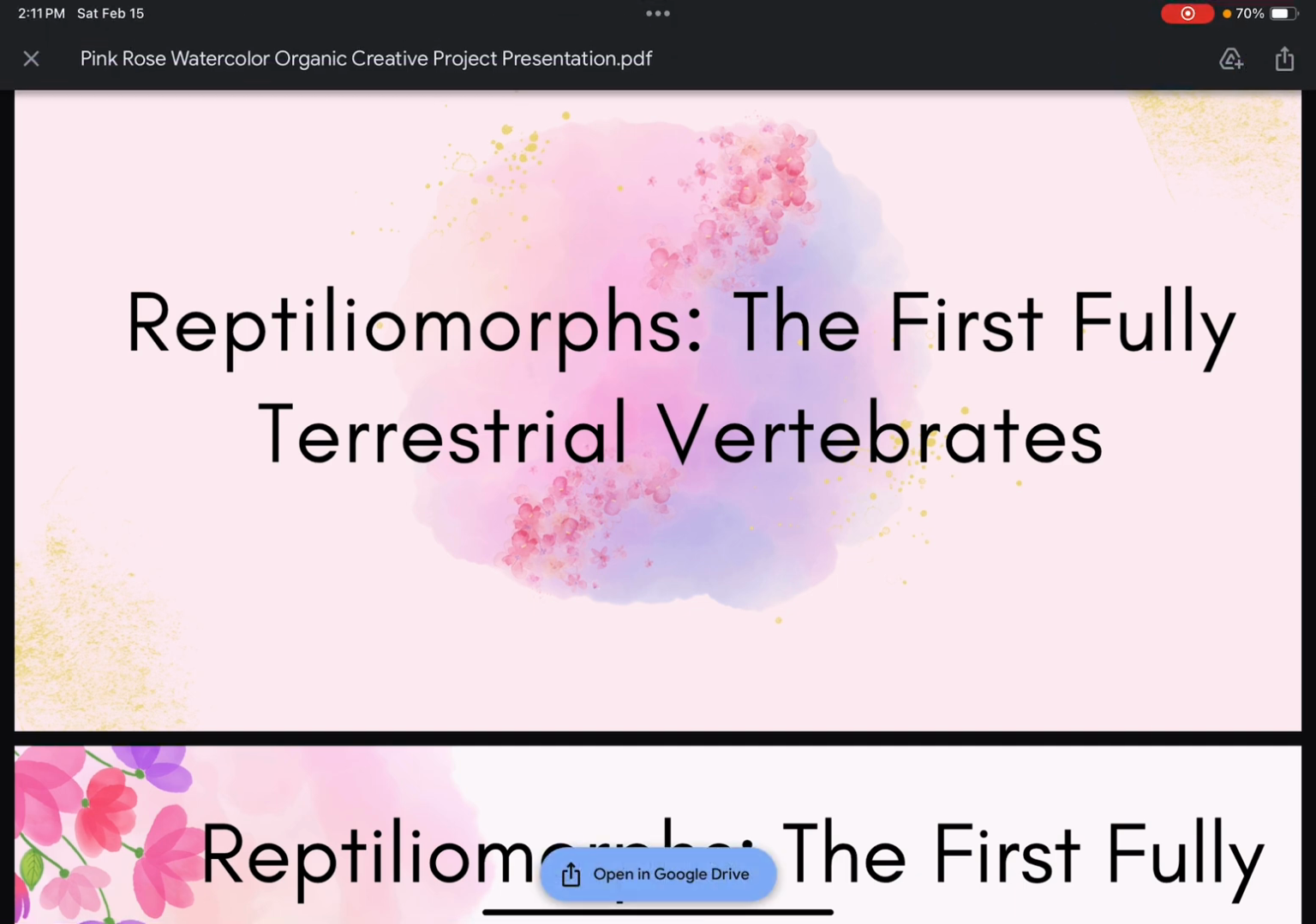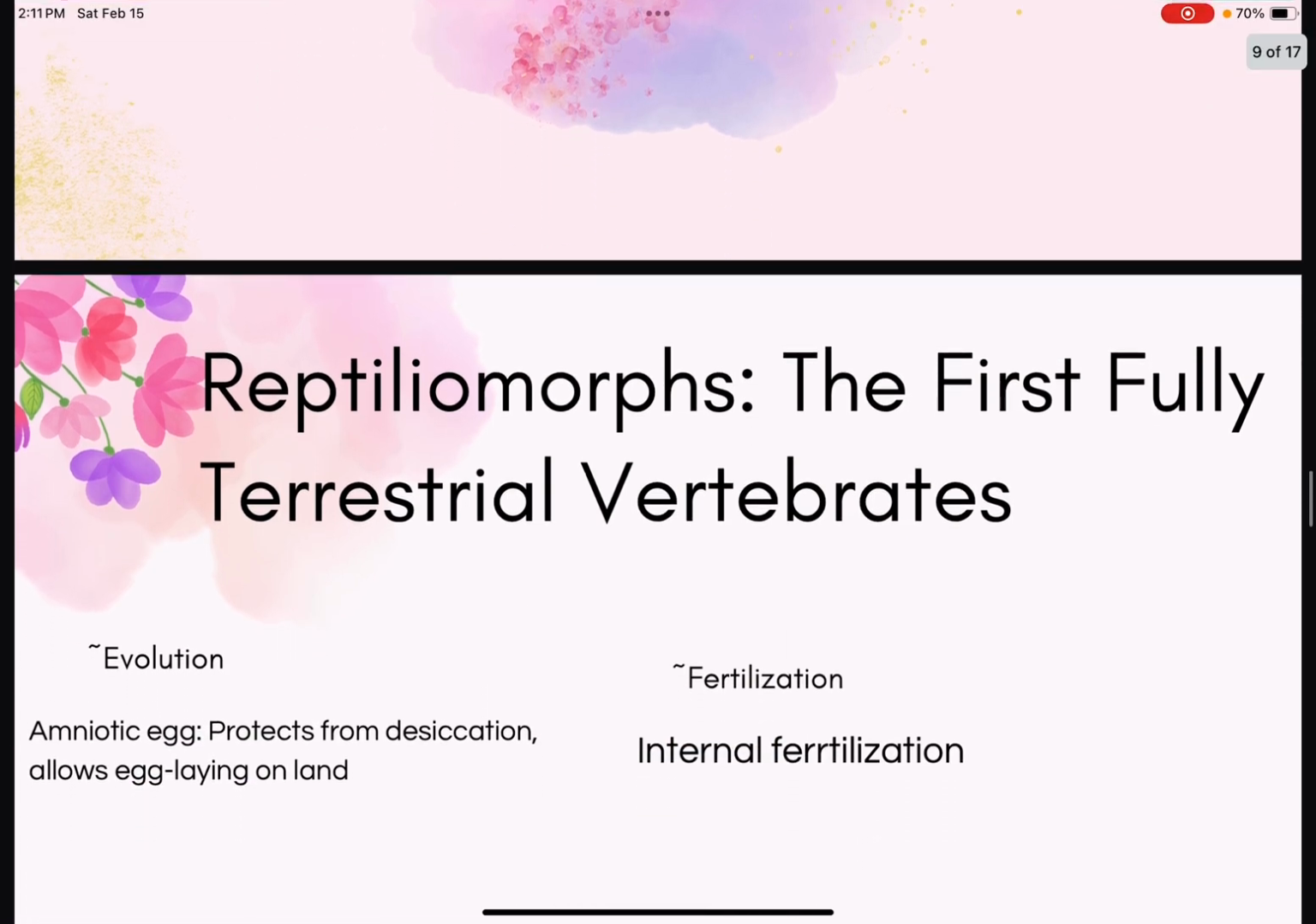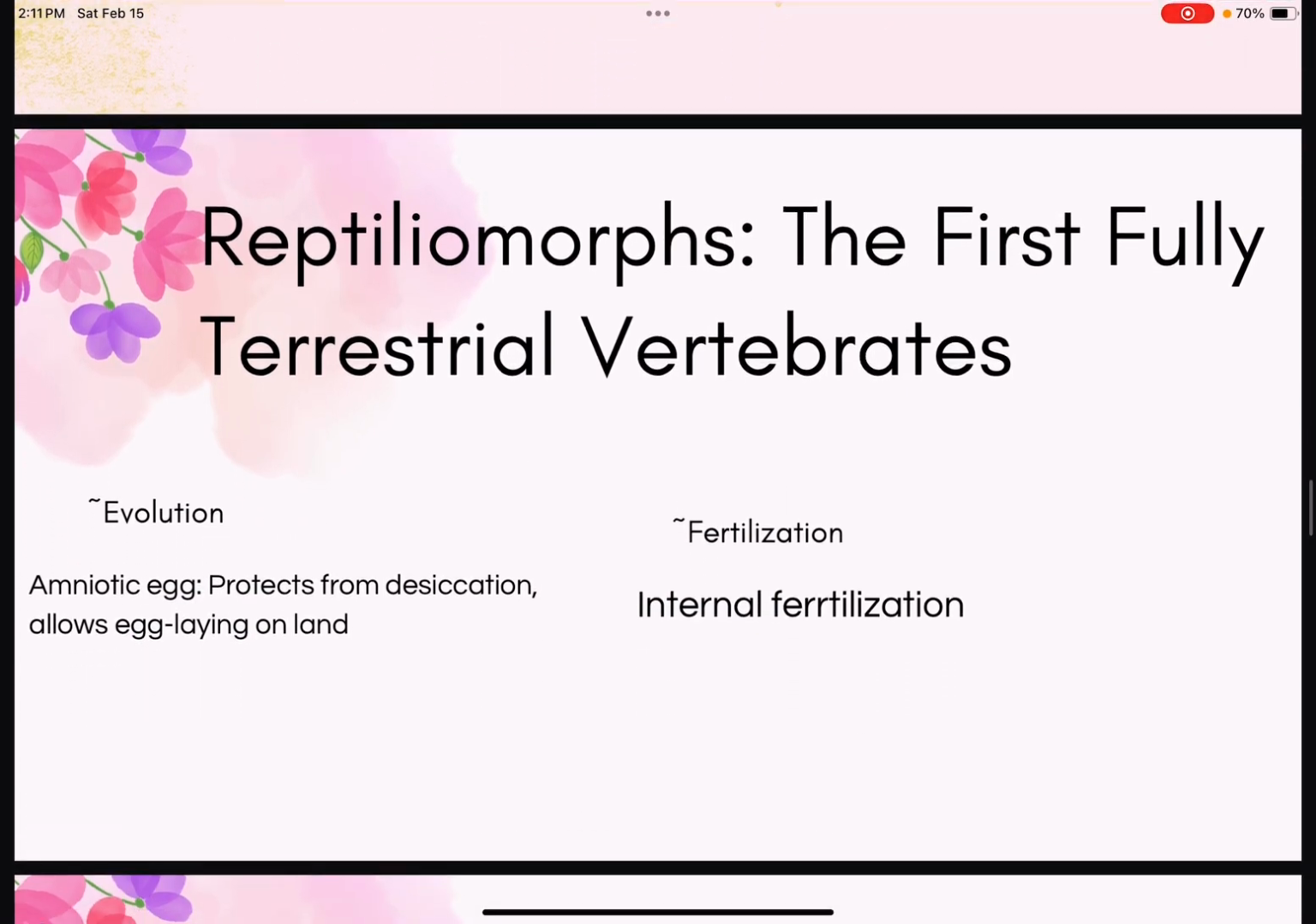Now let's talk about the first fully terrestrial vertebrates. Evolution: the amniotic egg protects from desiccation, allows egg laying on land, and internal fertilization. So these are two things that occurred in reproduction in order for animals to survive on land.